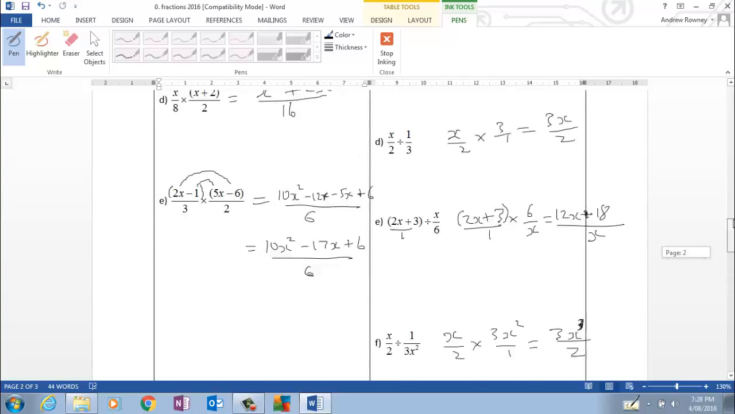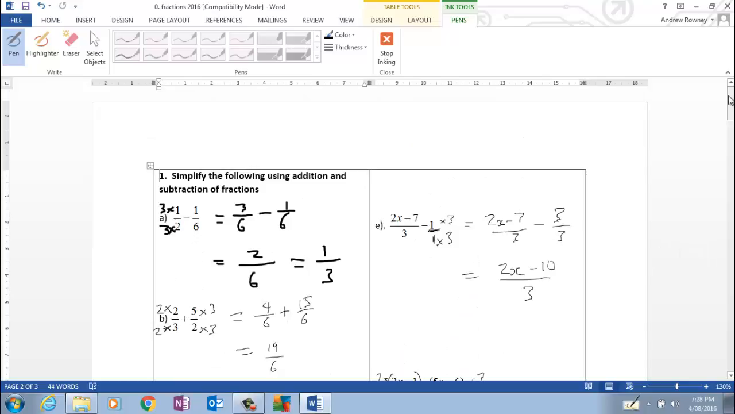Okay, that finishes the fractions worksheet. And we've got two other things to do. We've got indices and factorisation.